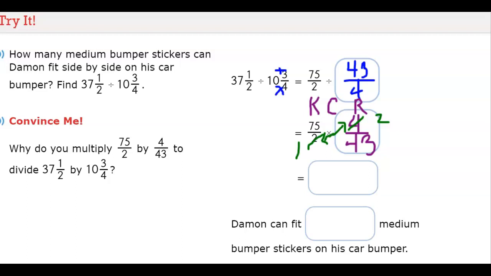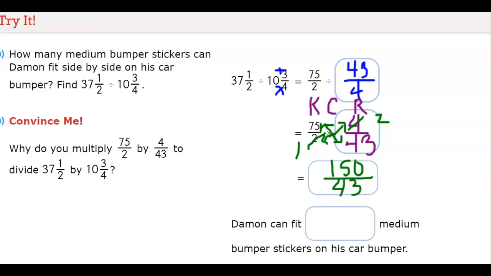I can also look across to 75 and 43 to see if there is a common factor amongst those two numbers. However, I don't think they do. So those will stay the same, and we will just multiply straight across. So 75 times 2 is 150. And then 1 times 43 is 43.